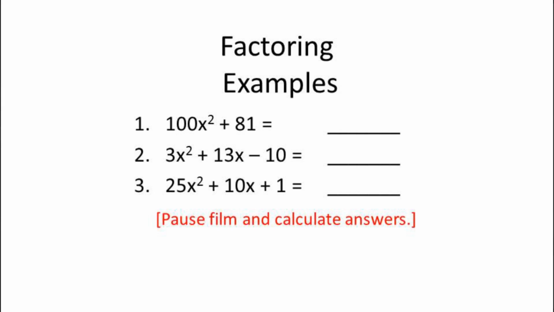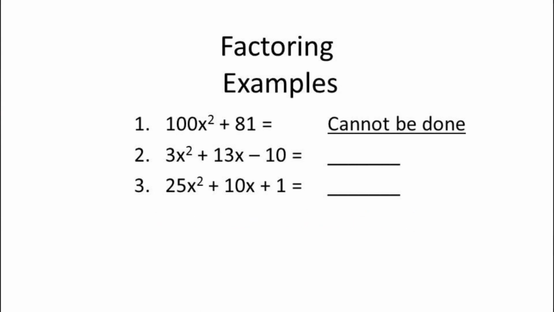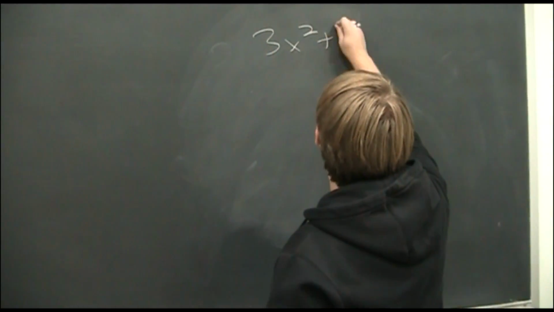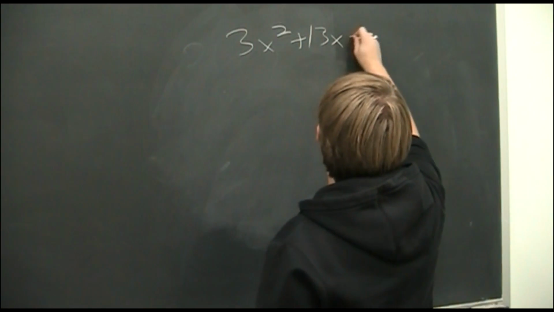So the answers for the first one, 100x squared plus 81 cannot be done. It would have to be in the form ax squared minus c to be completed, and you cannot factor this. For the second one, 3x squared plus 13x minus 10.